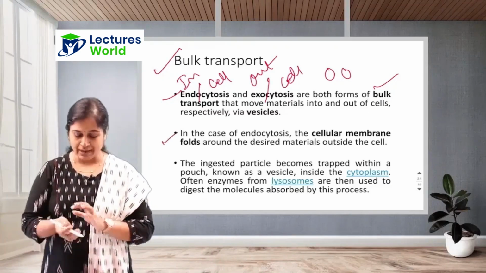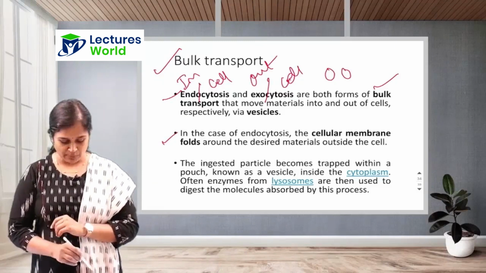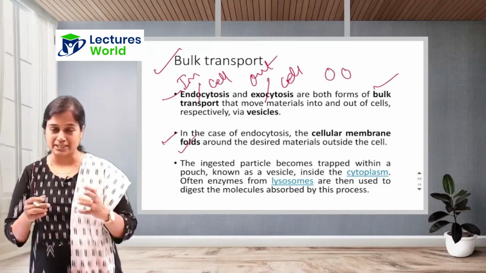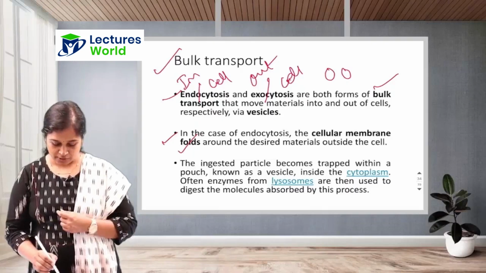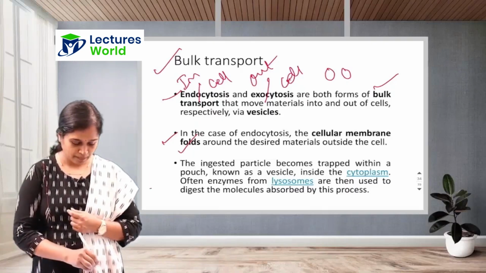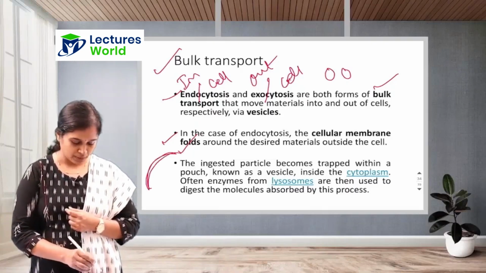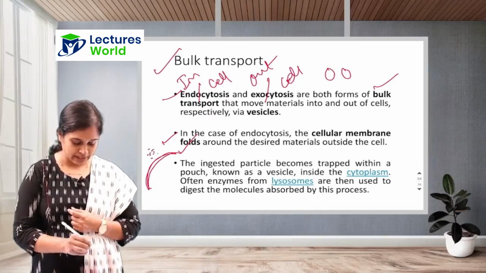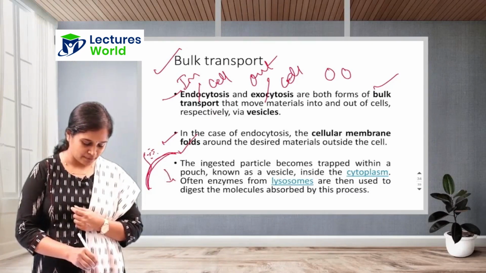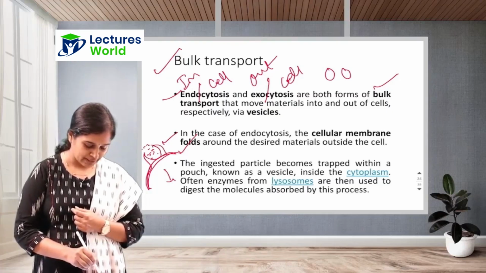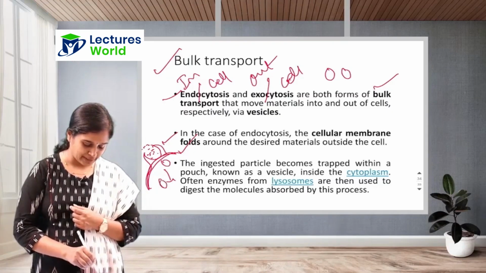In the case of endocytosis, the cellular membrane folds around the desired substance which is outside of the cell. Suppose this is the cell, this is the cell membrane. Okay, there is some substance which we need to bring inside. So what will happen? There is a formation of a fold, and gradually it will fold like this and it will become a vesicle and come inside the cell.